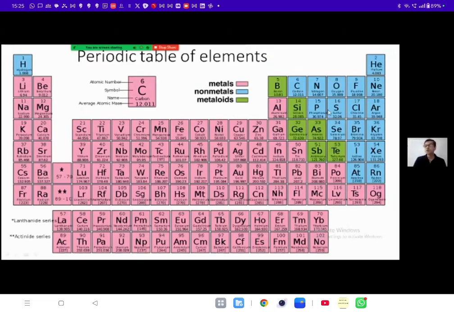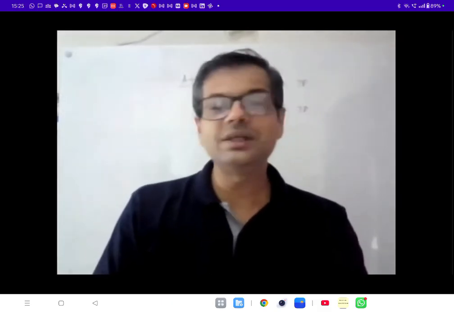All those which are blue are called non-metals. They are not like metal. And there are a few which lie in between. They show some properties of metals, some properties of non-metals, and therefore those are called metalloids. So the elements have 3 parts: metals, non-metals, and metalloids. That makes sense? A few metal samples we have seen. Now some non-metal samples we will see.